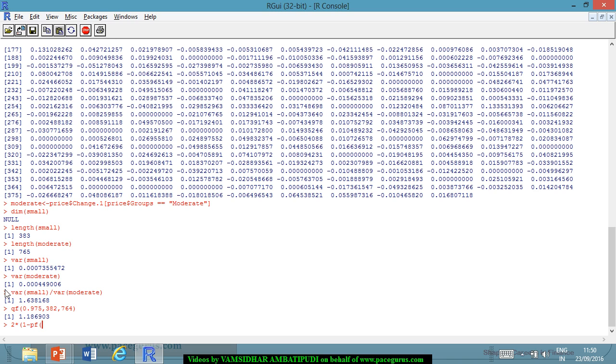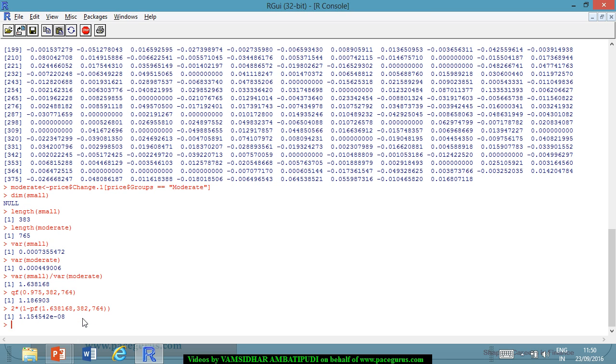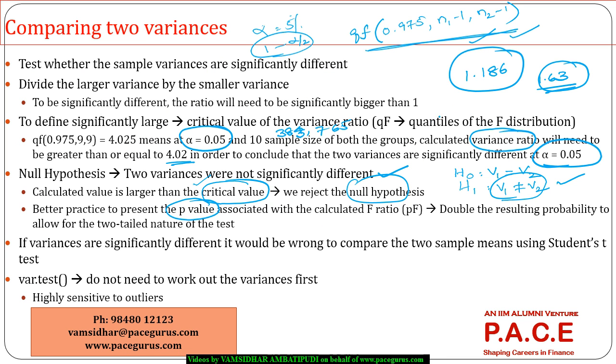whatever is the ratio that I have got, 1.63, and the degrees of freedom of the first one, 382, the degrees of freedom of the second one. So this will give me the p-value associated with this particular test, which is 1.15 into 10 to the power of minus 8, which is much lesser than 0.05. So this is also less than 0.05, so I can very well reject the null hypothesis. So this is how I compute the p-value in case of the F test.